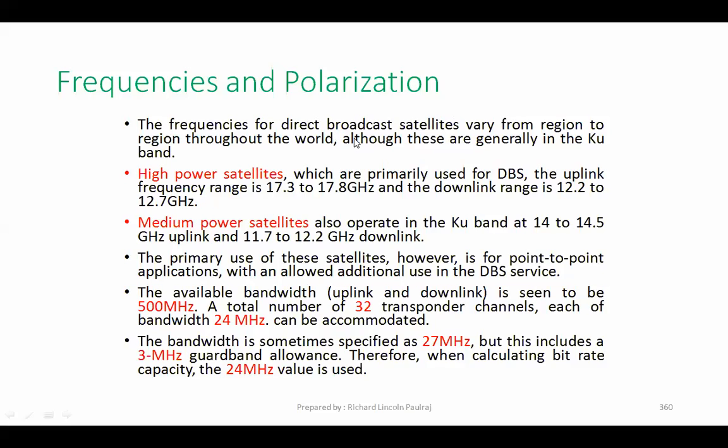The frequencies for direct broadcast satellites vary from region to region throughout the world. So we cannot use the same frequency throughout the world, but different frequencies are employed in different regions of the planet. Although these are generally in Ku band. So Ku band is generally about 14 to 17 gigahertz range. So we will be utilizing this.